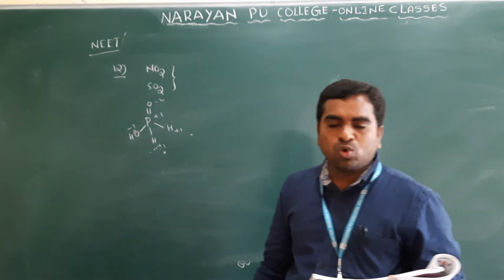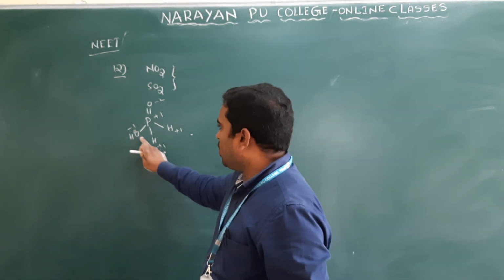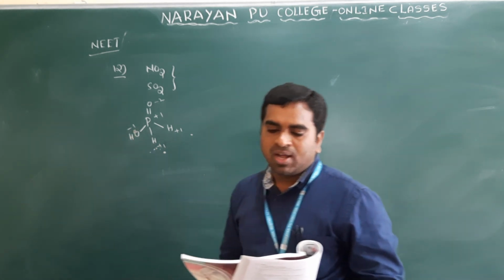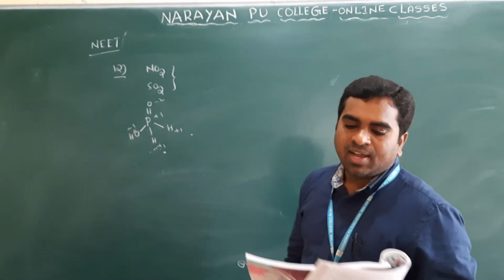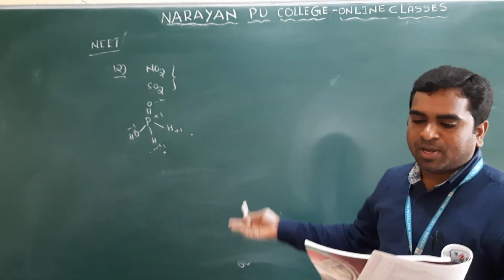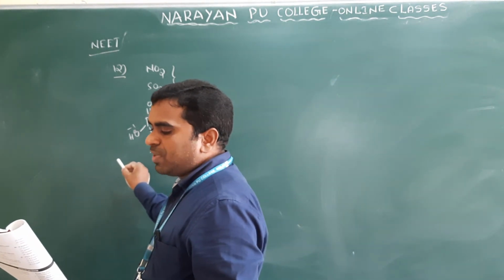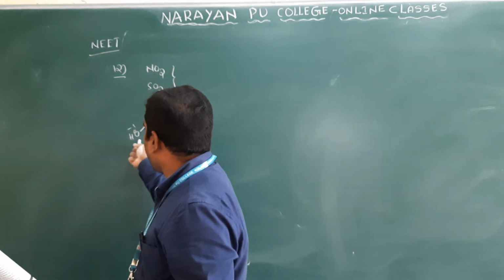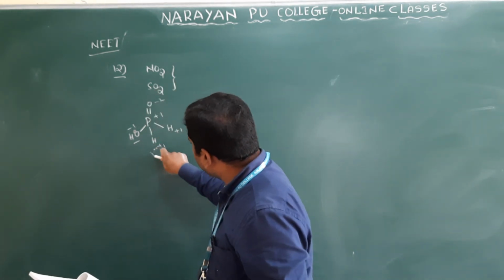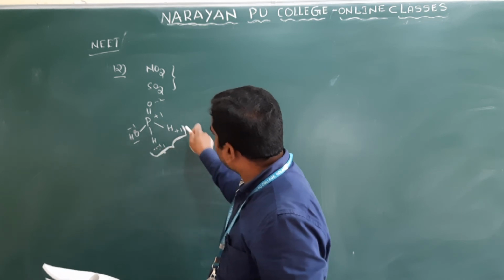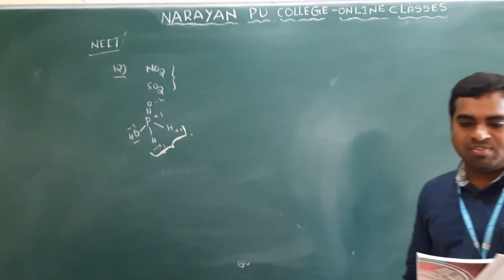Presence of 2 OH groups and 1 P-H group? No. Presence of 2 P-H groups and 1 OH. Option 3 is the correct one. High electron gain enthalpy of phosphorus is also not correct. Reducing behavior is mainly due to these 2 hydrogens. Clear? But in the option they have given it like that.